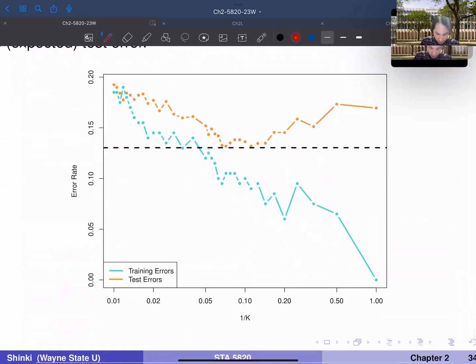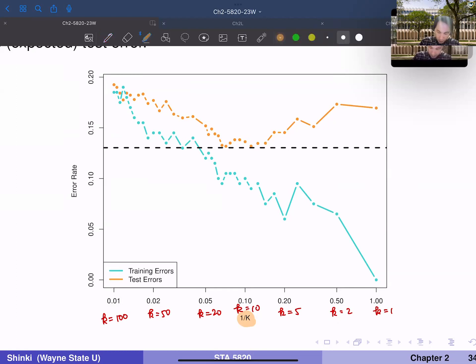And in this figure, you can see that the horizontal axis is 1 over k. So 0.01 means k is equal to 100, and 0.1 means k is equal to 10, and 1.0 is k is equal to 1. 0.5, k is equal to 2. 0.2, k is equal to 5. This is k.